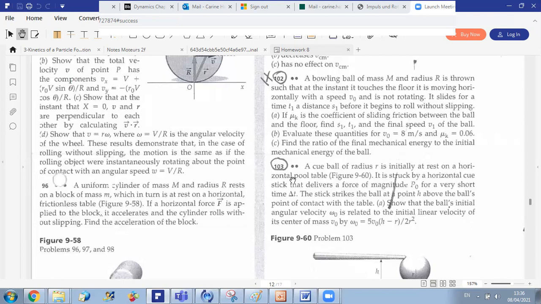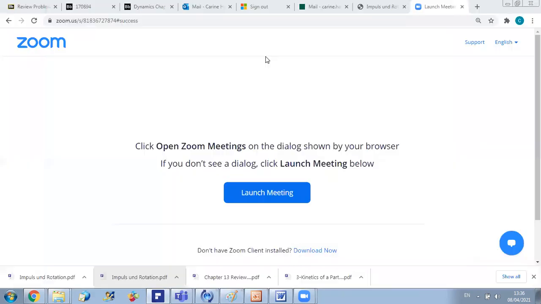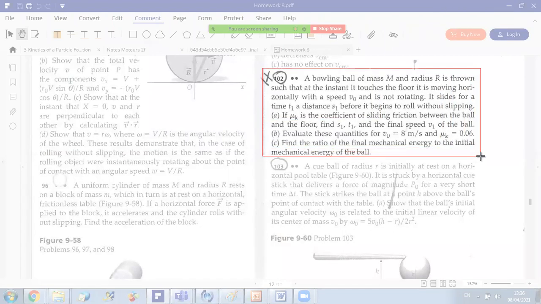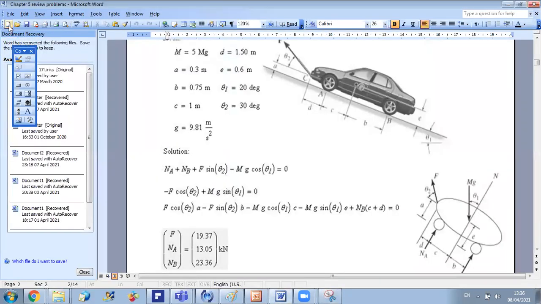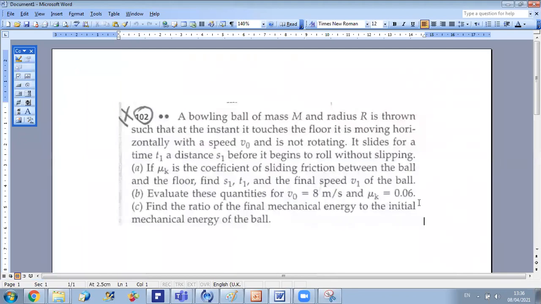So let us do it together. We will definitely use Newton's laws for this problem. Let us take a screenshot of the problem. First we will draw a free body diagram for the ball, and we will put the initial conditions.